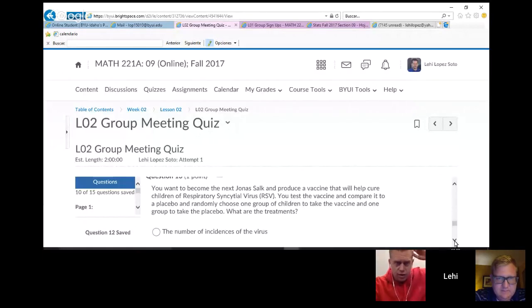I can read it. It says, you want to become the next Jonas Salk and produce a vaccine that will help cure children of respiratory syncytial virus. You test the vaccine and compare it to a placebo and randomly choose one group of children to take the vaccine and one group to take the placebo. What are the treatments?